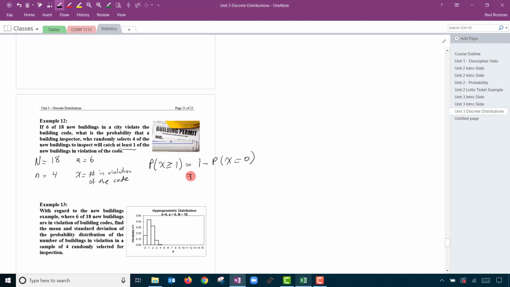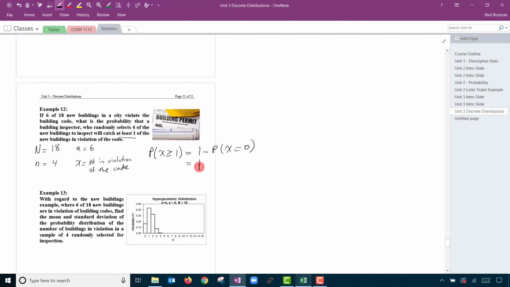So this won't be too bad to calculate then. There are 4 buildings out there. I'm looking at 4 buildings, and I don't want any of them to violate the building code. So I know that 6 of them violate the building code. I don't want any of them. I want 0 out of 6.